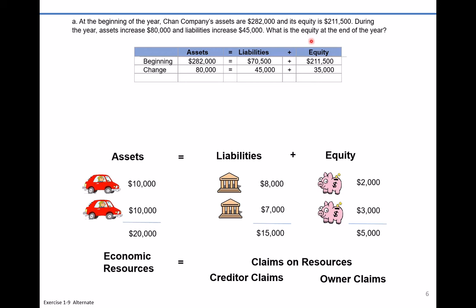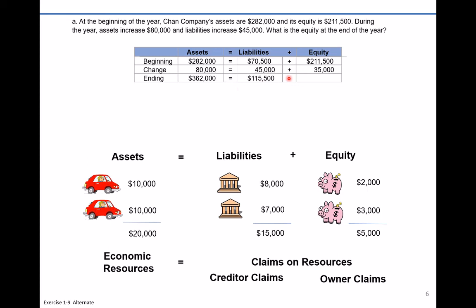Alrighty then, so what is equity at the end of the year? Well, let's go back and total things up. So at the beginning of the year, assets were $282,000. They changed by 80. So what are assets now at the end of the year? Well, just 282 plus 80, or assets have grown to $362,000. What are liabilities at the end of the year? Well, they were $70,500. They grew by $45,000. So what are total liabilities now at year end? Well, it's $70,500 plus $45,000, or $115,500.